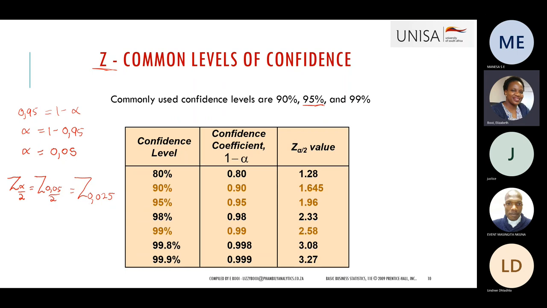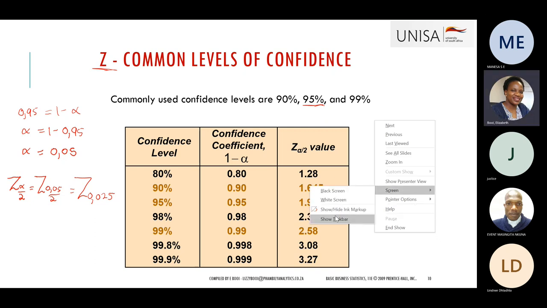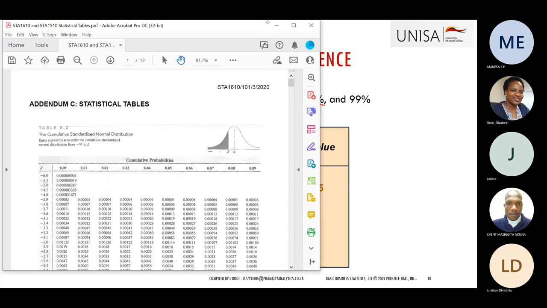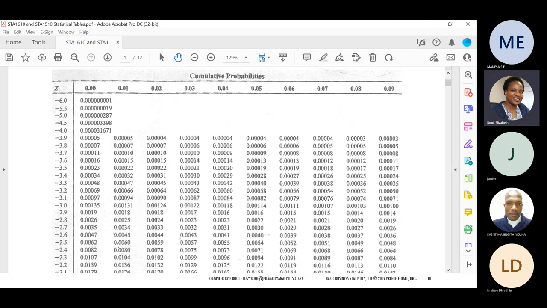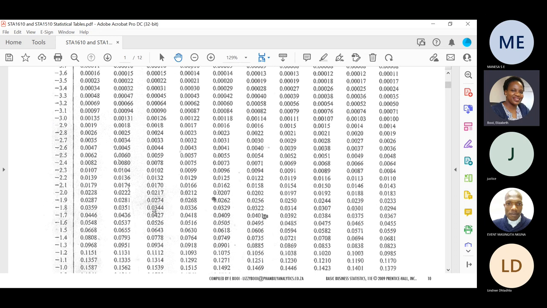So if you go to the Z table, we look inside the Z table, and it will always be on the negative side of the Z table because it contains the probability of small values. So we're going to go inside this table and look for 0.025. And because our table is four decimal, I can just add another zero at the end.